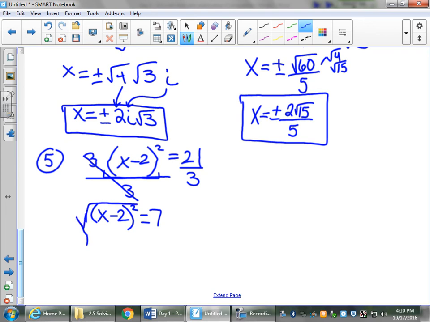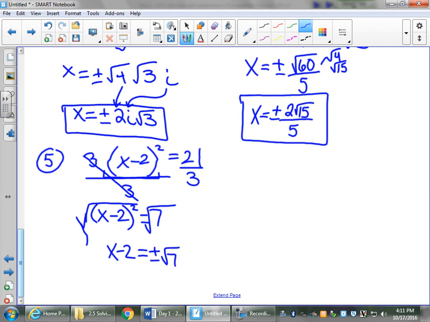Woo, crazy square root box. So I square root both sides. On the left, the square and the square root cancel, leaving you with x minus 2. And on the right, the 7 can't come out of the radical because 7 is not a perfect square, so I just write plus or minus radical 7.